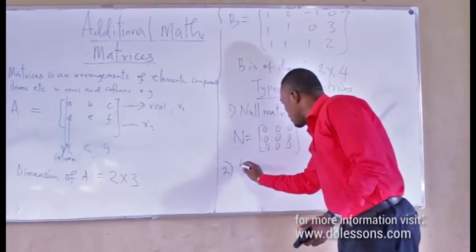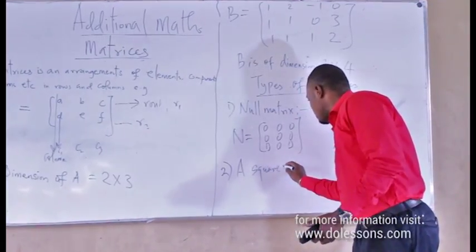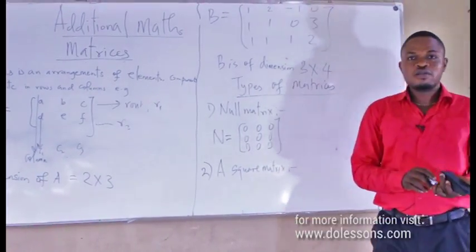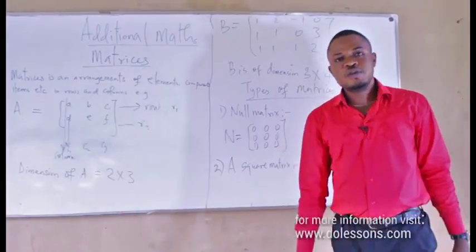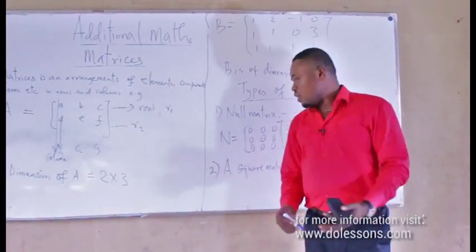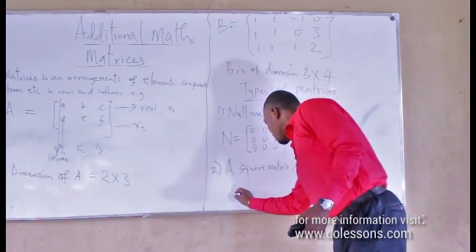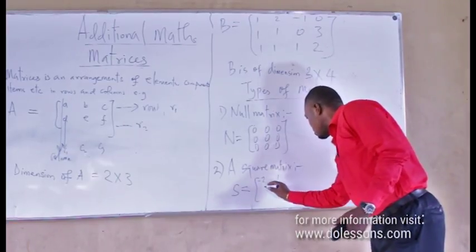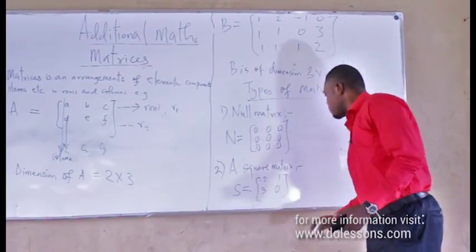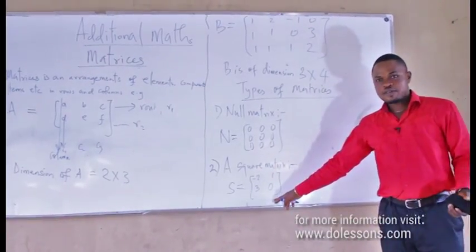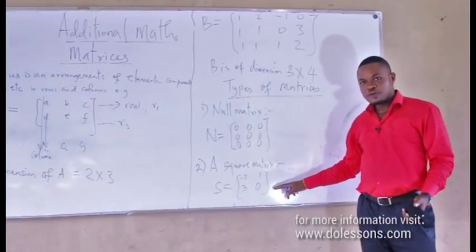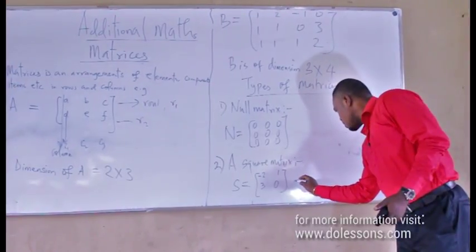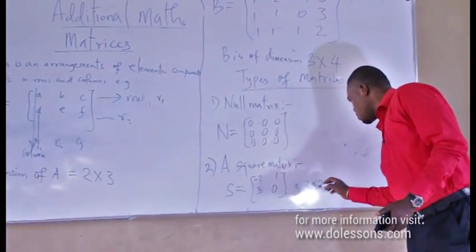We also have a square matrix. A square matrix is one whose number of rows is equal to the number of columns. For example, S equals minus 2, 1, 3, 0. This is a square matrix because the number of rows equals the number of columns. Here you can see that this is a 2 by 2 matrix.